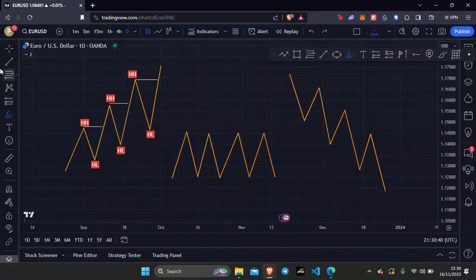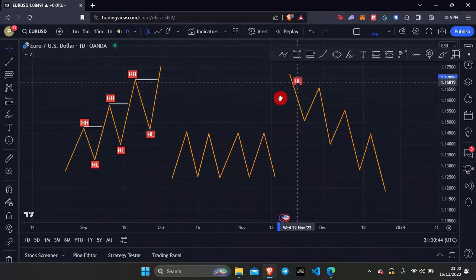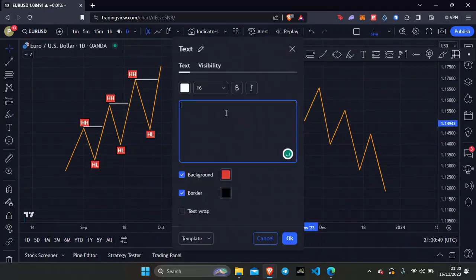Then you have the bearish market. So instead of a higher high and higher low, we're going to get lower lows.